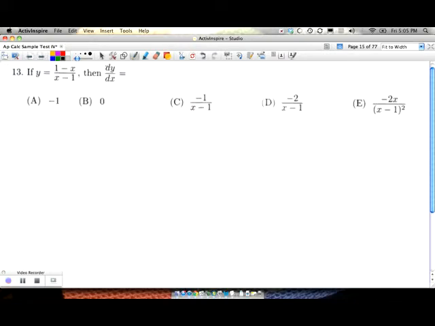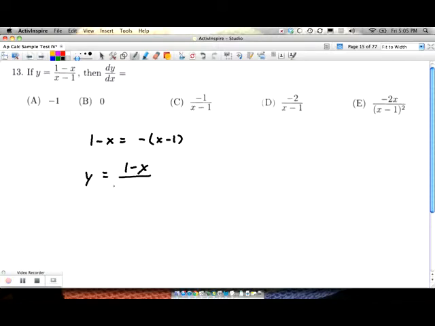Alright, if y equals (1 minus x) over (x minus 1), then dy/dx is, oh my gosh, they're trying to be so tricky. It looks like this would be a hard problem, but it's not. You know why? Because 1 minus x equals negative times (x minus 1). That means I can substitute a little bit here.